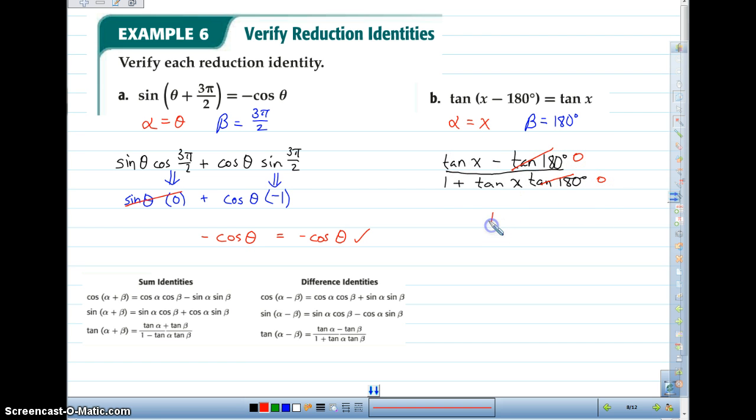So we get tangent of x in the top minus 0, divided by 1 plus tangent times 0, that will cancel in the bottom. And we're left with tangent of x over 1, which is just tangent of x. So it is verified. Okay. So mostly this is an exercise in just plugging into your sum and difference identities and making sure that you understand how the reduction and cofunction identities work.